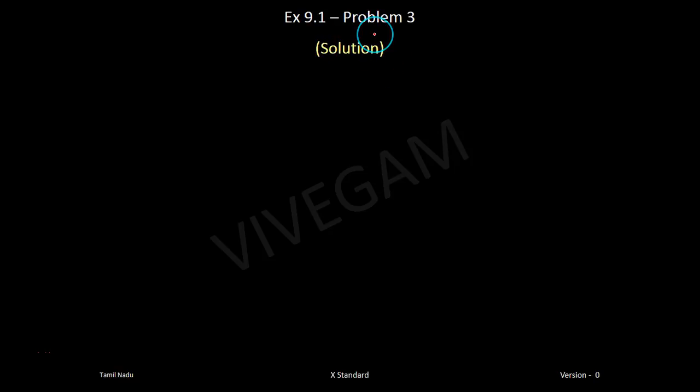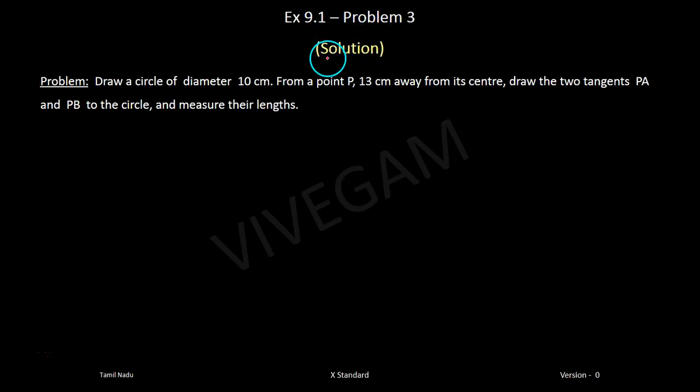Exercise 9.1 Problem 3 Solution. Draw a circle of diameter 10 cm from a point P 13 cm away from its center. Draw two tangents PA and PB to the circle and measure their lengths.